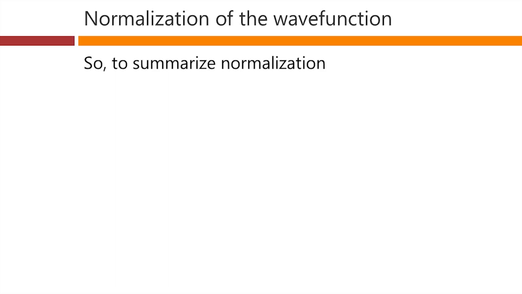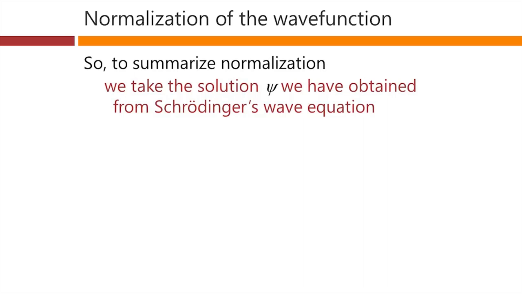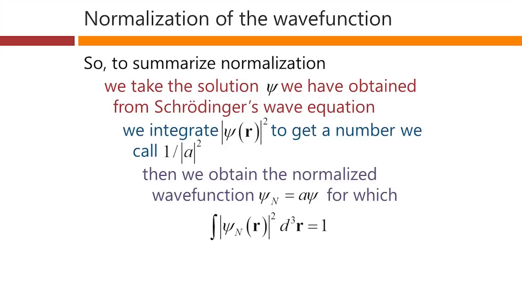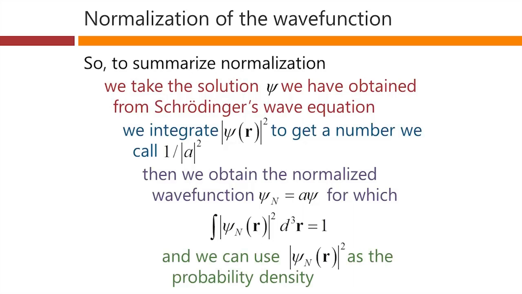So, to summarize normalization, we take the solution psi that we've just obtained from some solution we've done of Schrödinger's wave equation. We integrate the modulus of psi squared of r to get some number that we call 1 over mod of a all squared, but it's just a number that we've got from that integral. That gives us our a, or at least the magnitude of it, and we can then choose a new wave function, our normalized wave function, which is a times psi, and then when we take the integral of the modulus squared of that over all the volume, we are indeed going to get 1. And then we can use this modulus squared of psi n of r as a probability density.